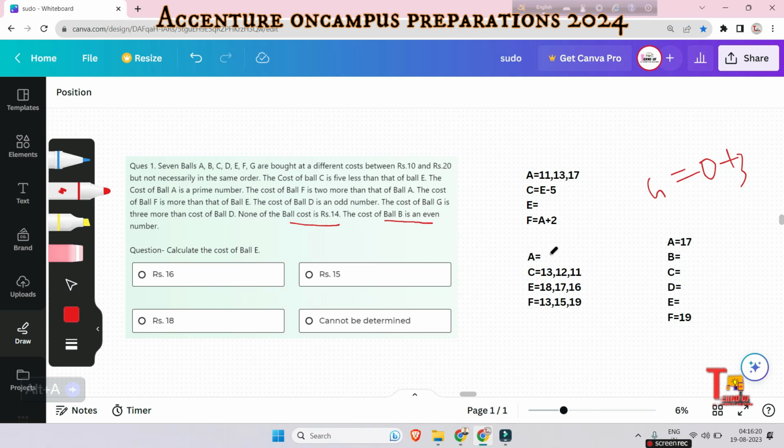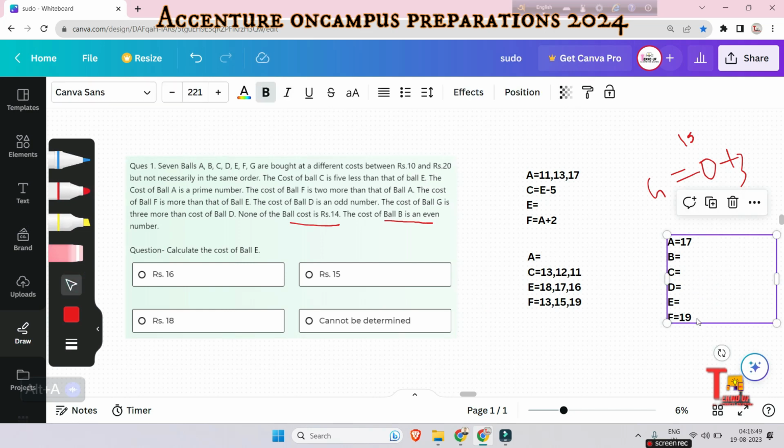So if the value of D is 11, then G is equal to D plus 3. So 11 plus 3 is equal to 14. That is not possible, right? So if the D value is 15, then this can be possible, right? So if D is 15, then the value can be possible. So G is equal to 18 here, right?